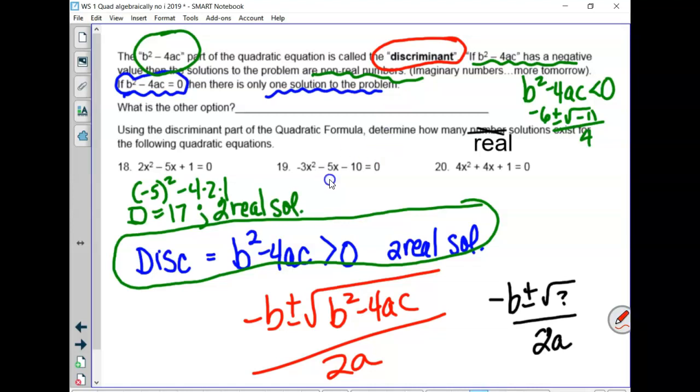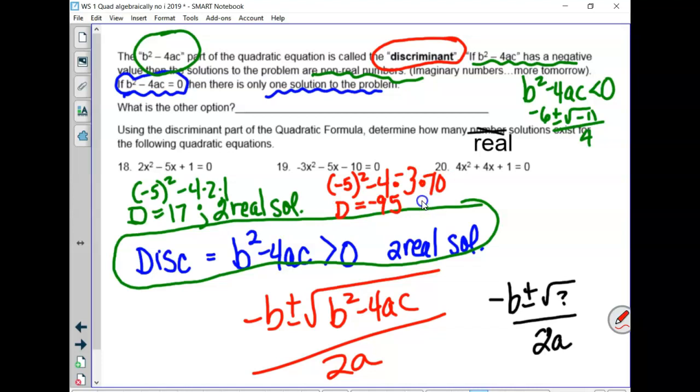All right, for number 19, opposite of B would be, wait a minute, we're not doing the whole quadratic. Erase that from your mind. B squared would be negative 5 squared minus 4A, which is negative 3, times C, which is negative 10. That's a lot of negatives. It is going to be a negative 25 minus 120, negative 95. Anybody? Yeah. Negative 95.